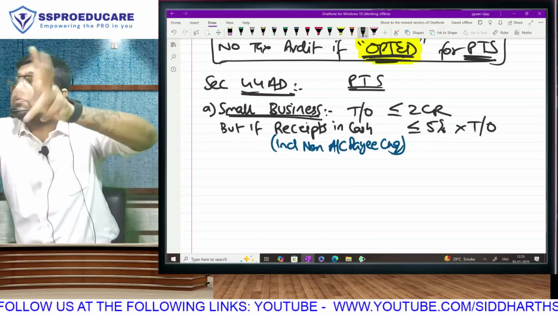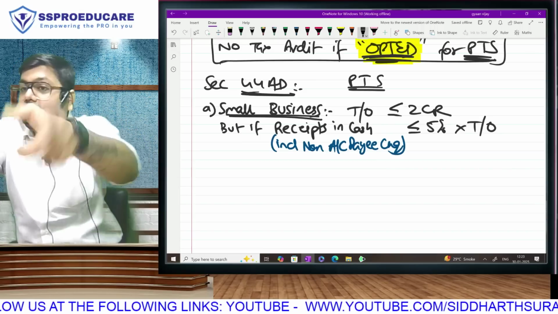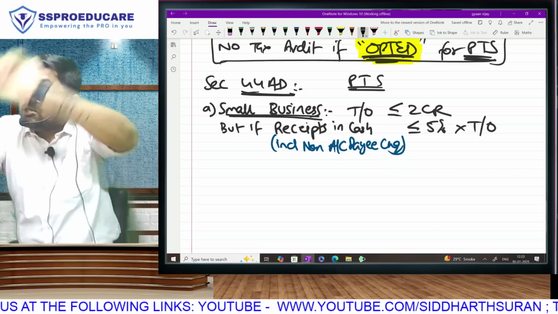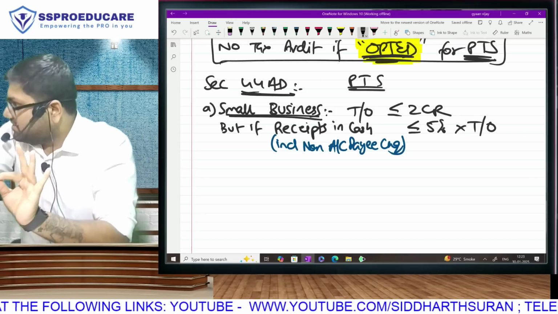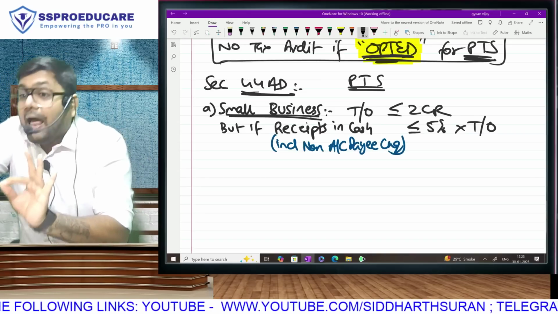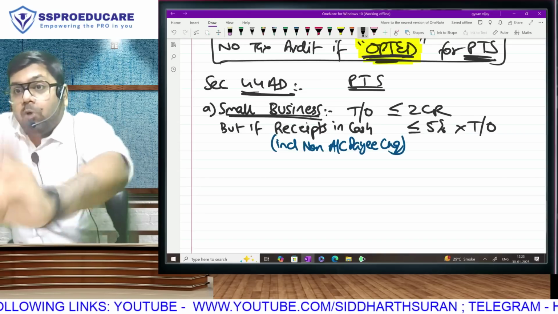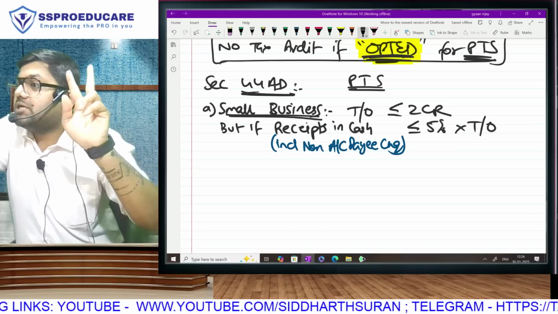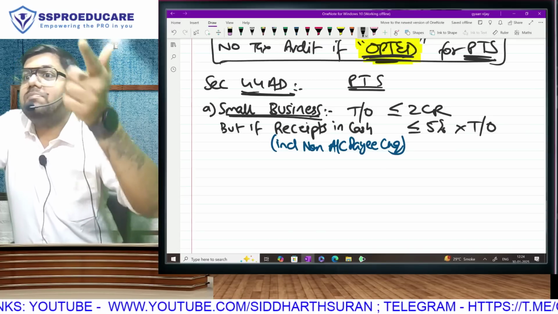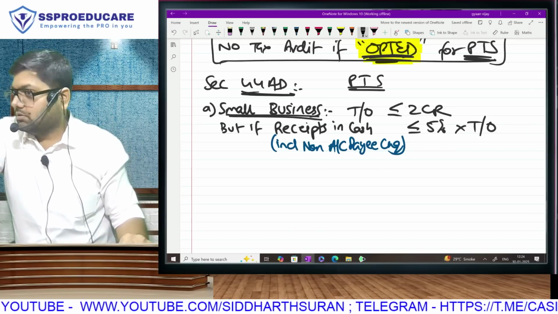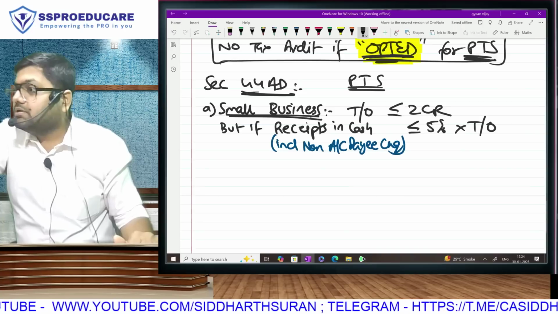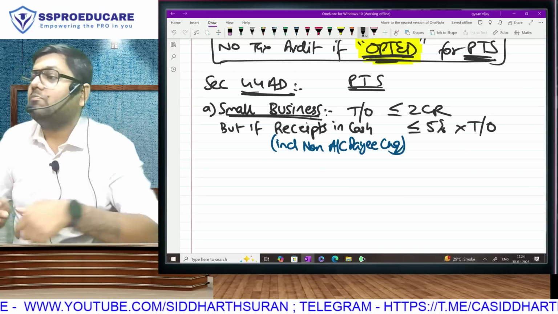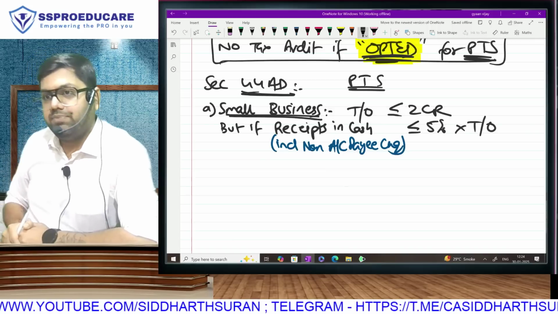So don't mix this with the 10 crore condition. If you try to compare, you'll go mad. That is to get your accounts audited. Normal threshold is 1 crore, and if receipt and payment both are up to 5% of total receipts and payments, then 1 crore will become 10 crore. Now here, what is the condition? Here we are talking about whether I am eligible or not eligible for opting for presumptive.